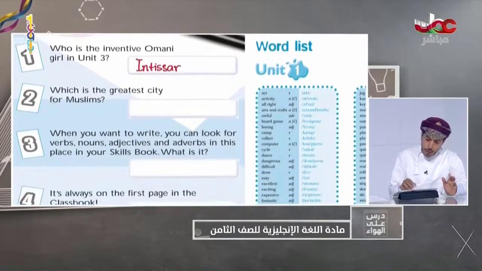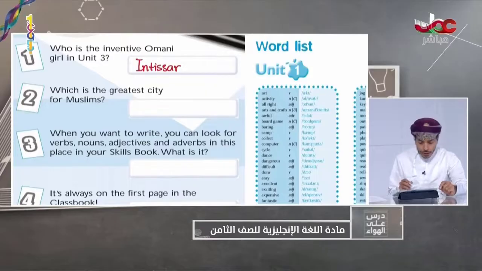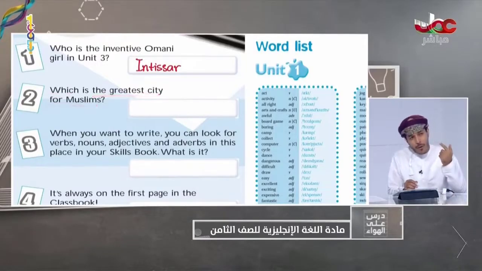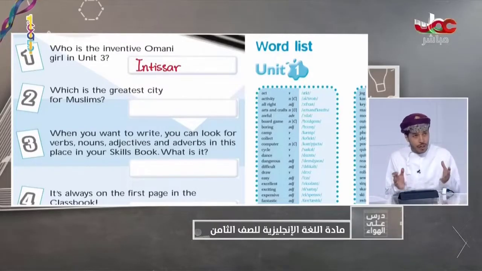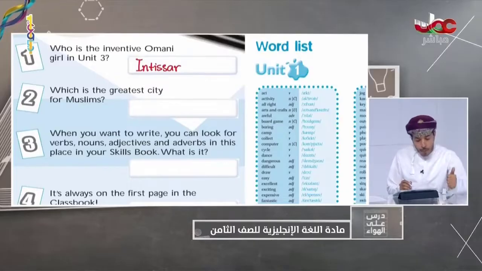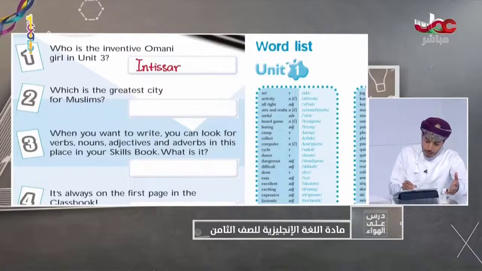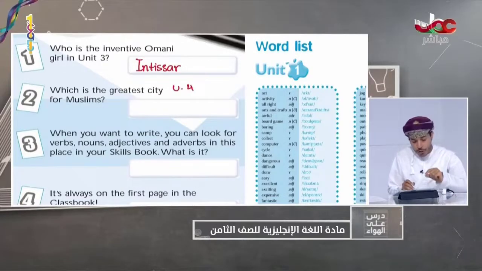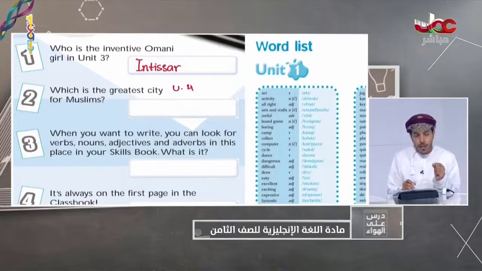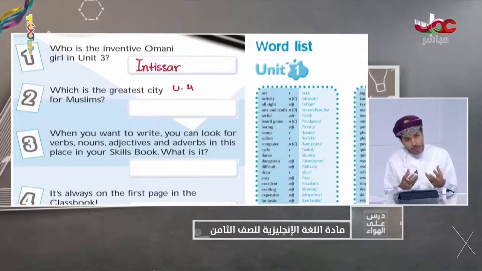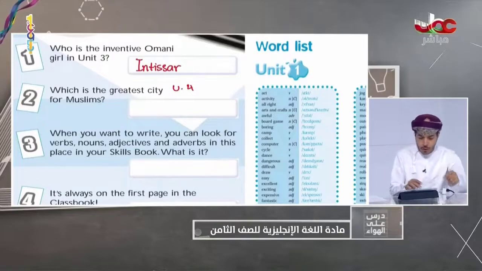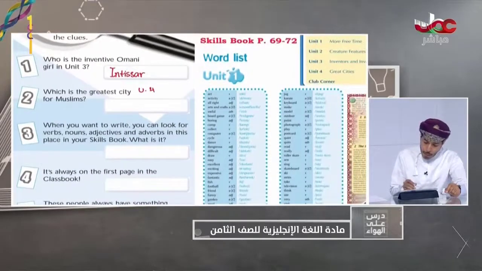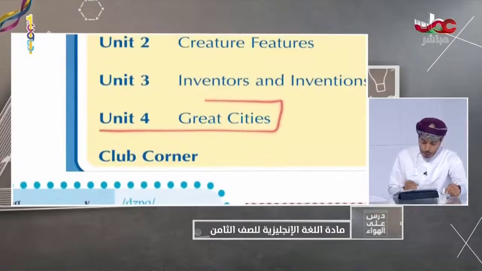Then move to the second clue, which says, which is the greatest city for Muslims. And can you remember this? We have talked already about the greatest city and we gave an example of Muscat as a great city. So which unit is talking about this? Of course, it is unit number 4, right? So which is the greatest city for Muslims? When we are talking about some Islamic things and when we refer things to Muslims, what is the greatest city, do you think? So here, this one will lead us immediately to unit number 4, which is about great cities.